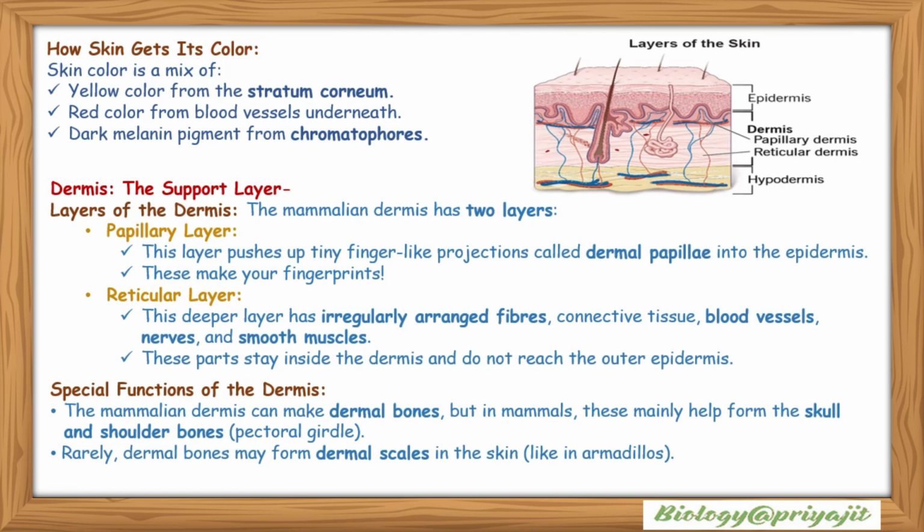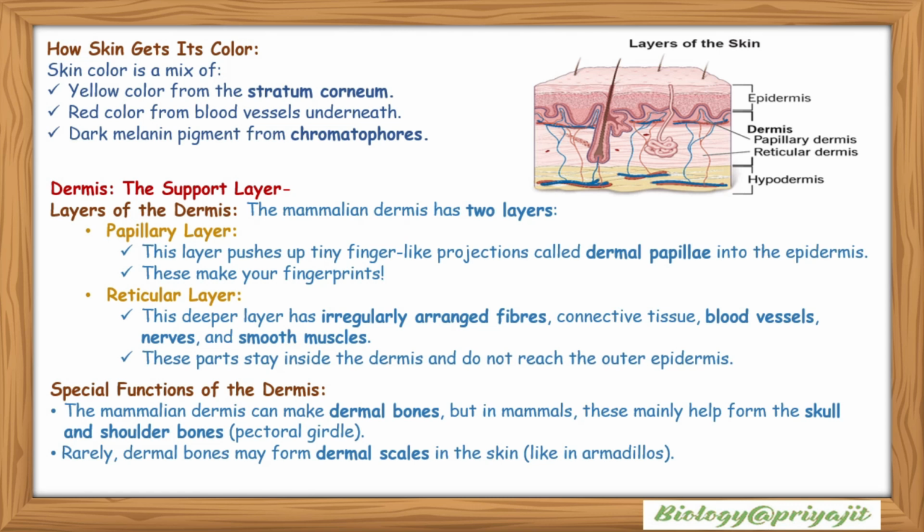How does skin get its color? Skin color is a mix of the yellow color from the stratum corneum, red color from blood vessels underneath, and dark pigment from the chromatophores or in the keratin.